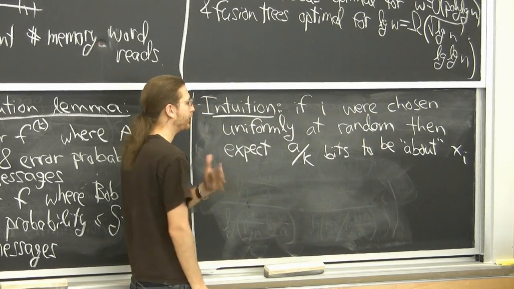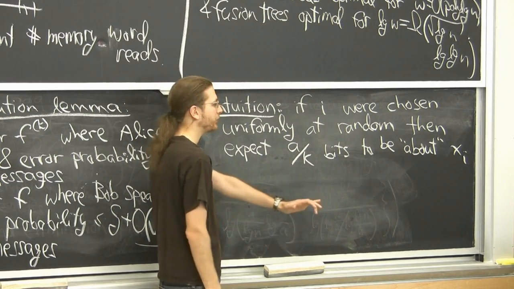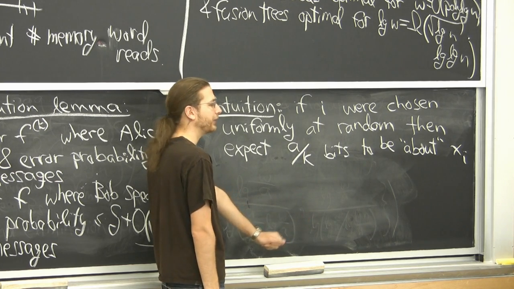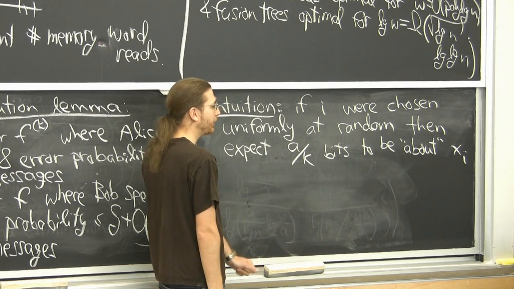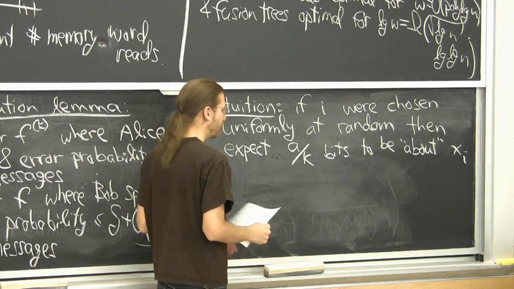Sort of, you have a bits, you spread them out evenly, talk about all the xi's that you can. So you get to communicate a little bit of information about the particular xi that Bob will care about. You don't know which one that is, so you have to communicate about all of them. So it's going to be a over k in expectation.